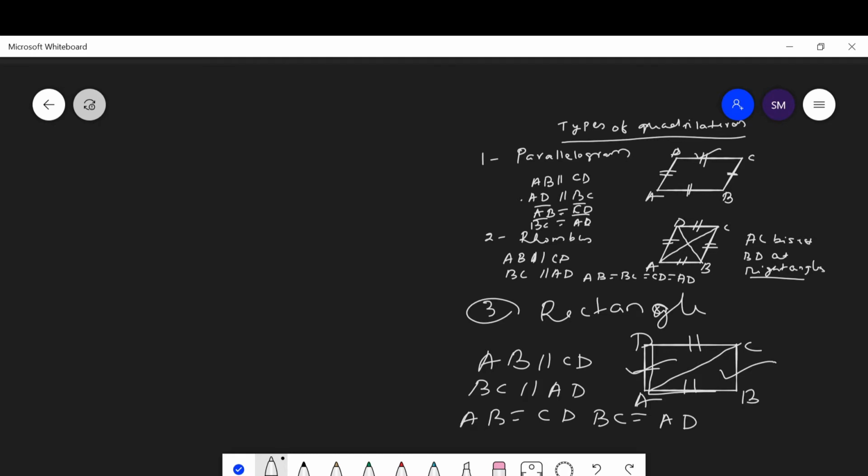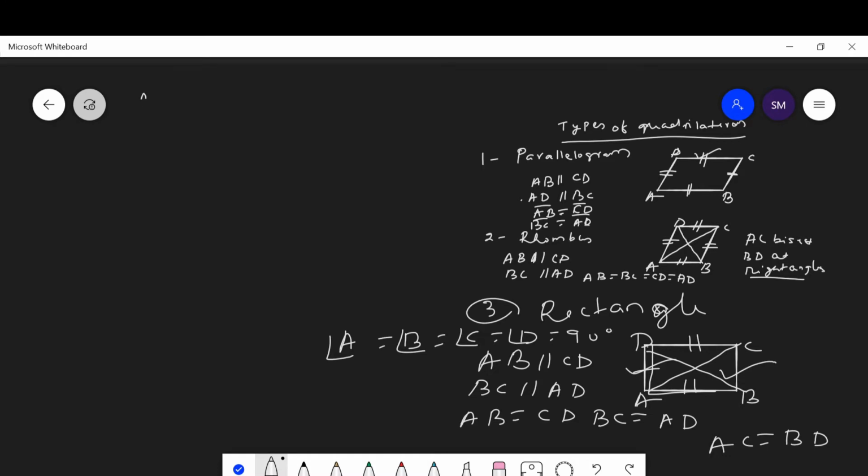Here the diagonals are of the same measure, AC is equal to BD. Another property says that the sides are perpendicular to each other, which means all the angles, angle A, angle B, angle C and angle D, are 90 degrees. A rectangle is a quadrilateral in which opposite sides are parallel and have the same measure, and all the angles are right angles.